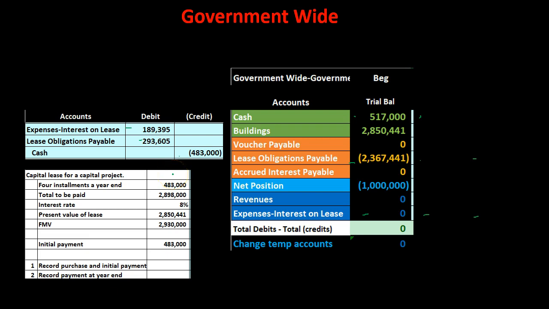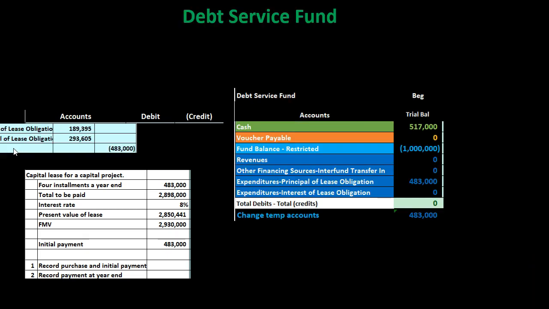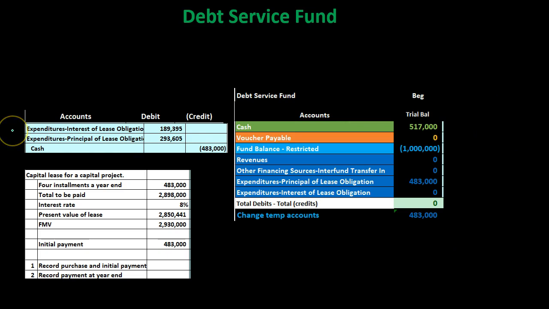Then we want to think about, well, what's going to happen in terms of the fund accounting? We're going to be recording this in the debt service fund. We've got the cash is still going to be going down, but we're not going to have this lease obligation payable, because that's going to be a liability account not on the fund accounting for the governmental funds, because they're on a modified accrual basis. Therefore, when we go to the debt service fund, it's going to look like this. We're going to have the debit to the expenditure for the interest. That looks kind of normal or similar to what we would expect.